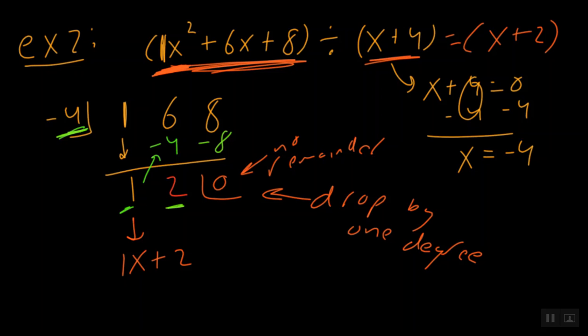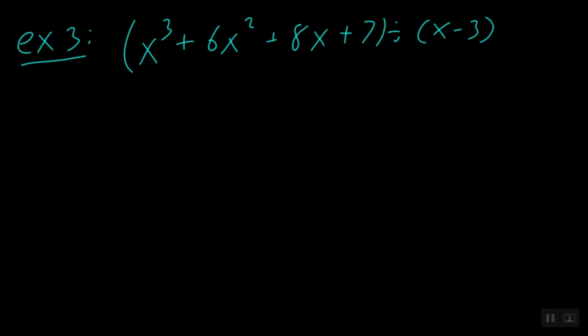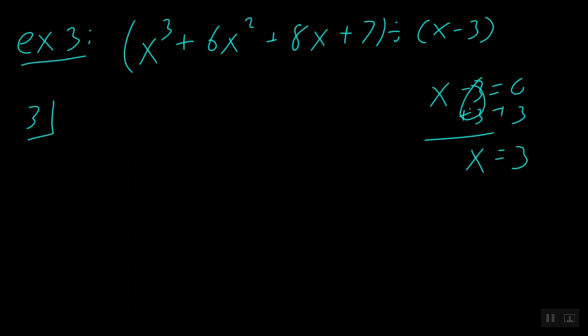Alright, now we're going to take this up to a cubic polynomial, and I'm going to show you how quickly we can divide a cubic polynomial. Okay, here we have x cubed plus 6x squared plus 8x plus 7 divided by x minus 3. So I set x minus 3 equal to 0 because I want to get the x by itself. I add 3 to both sides, and I see that x is equal to 3. Okay, so I put 3 in my reverse long division box, and I drop my coefficients.